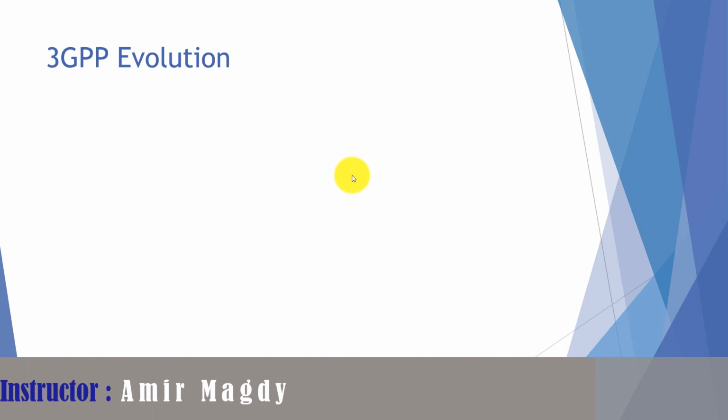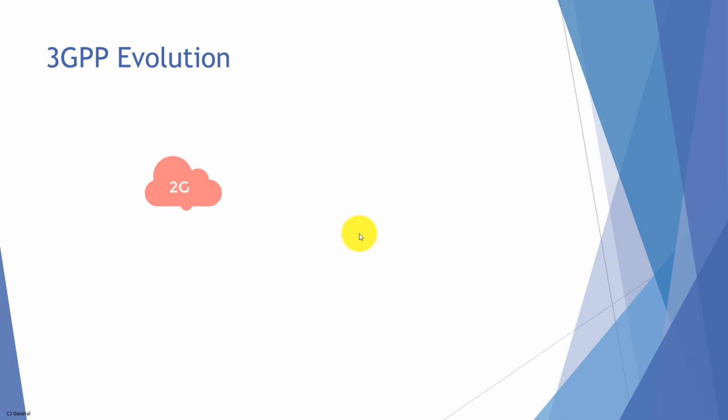Hello guys! Let's continue our talk in the LTE network that we had started in the previous chapter. Today we are going to talk about the 3GPP evolution and how the networks had evolved from the 2G and 3G to the 4G networks.